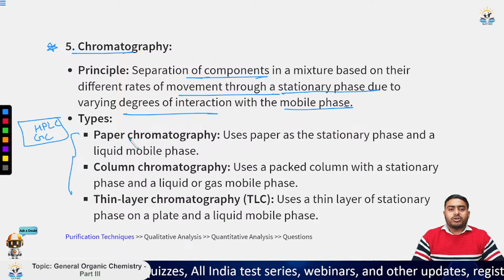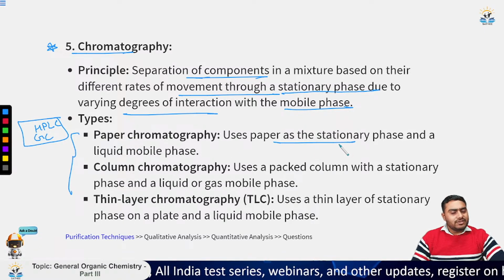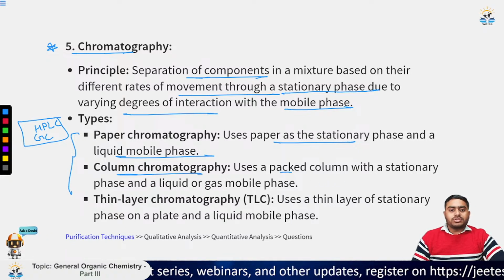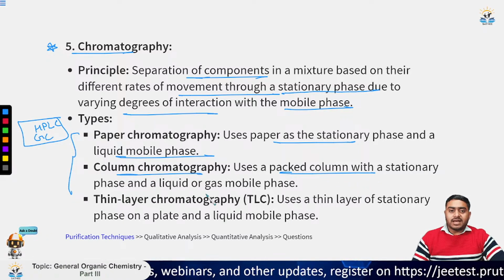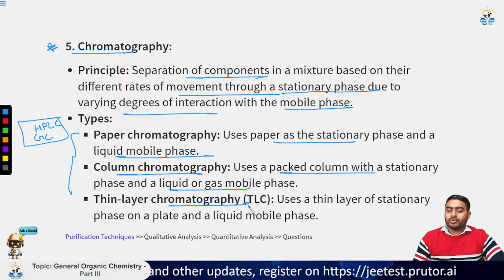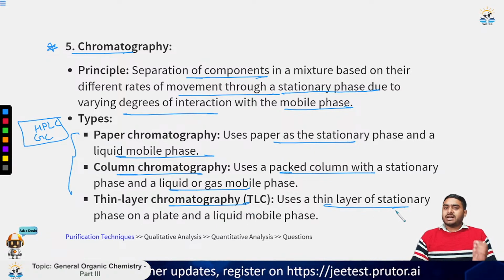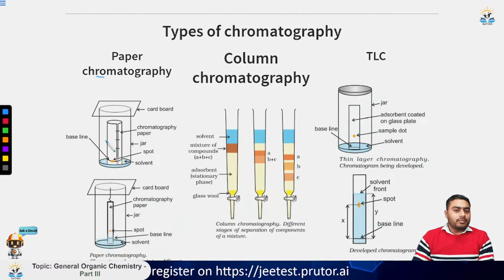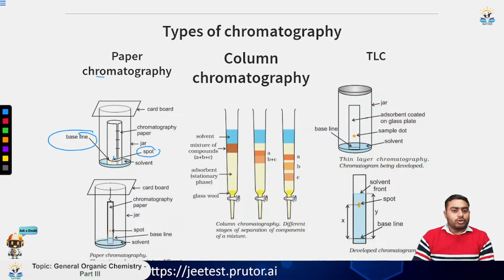So what is paper chromatography? It uses paper as the stationary phase and a liquid mobile phase, okay. Column chromatography uses a packed column with a stationary phase and a liquid or gas mobile phase. And TLC, that means thin layer chromatography, uses a thin layer of stationary phase on a plate and a liquid mobile phase. You can see the diagram. In paper chromatography, you can see this is the baseline, okay. This is the spot that I marked on the chromatographic paper. This is the jar and this one is the solvent.